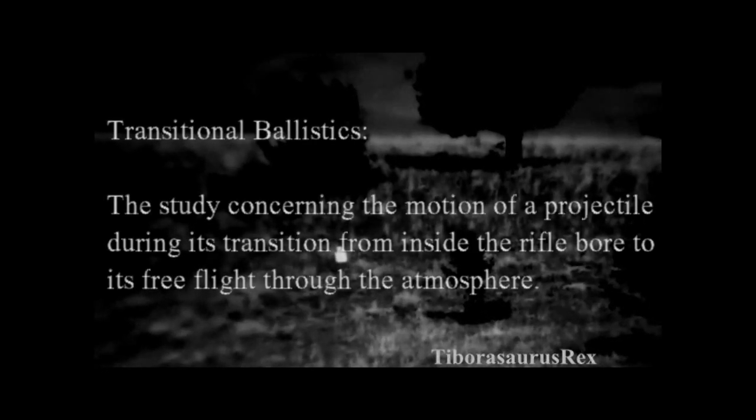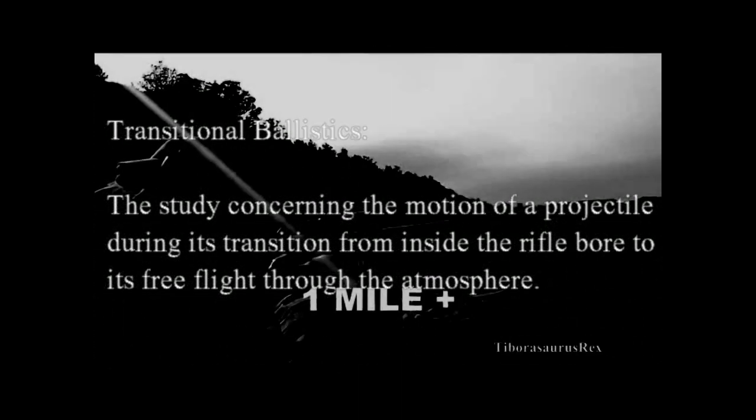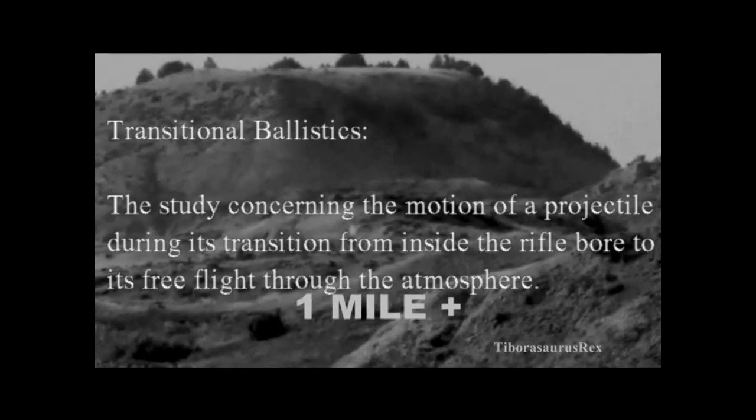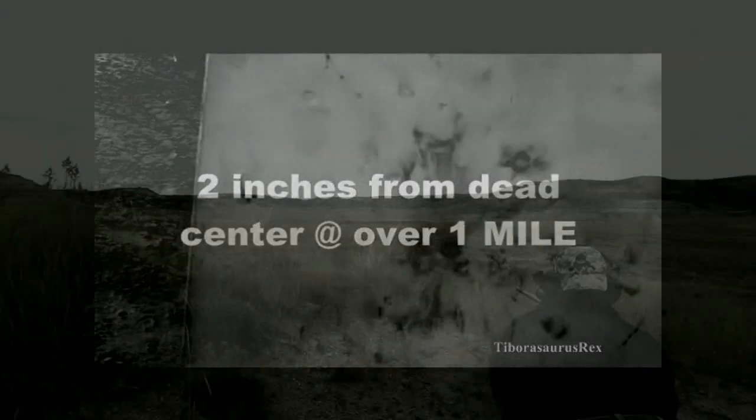Basically, the definition of transitional ballistics is the study concerning the motion of a projectile during its transition from the inside of the rifle bore to its free flight through the atmosphere. This is basically the transition point, like we said before, between internal and external ballistics. So what happens anyways? What's the summary of what goes on during this transitional period?